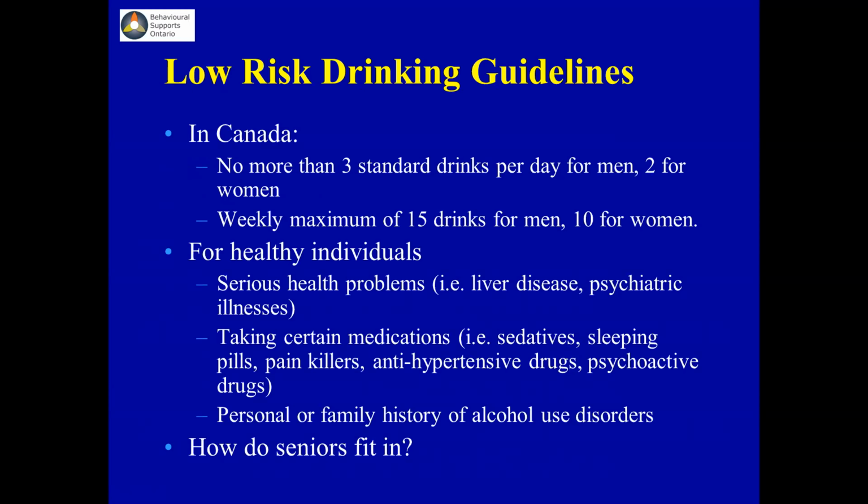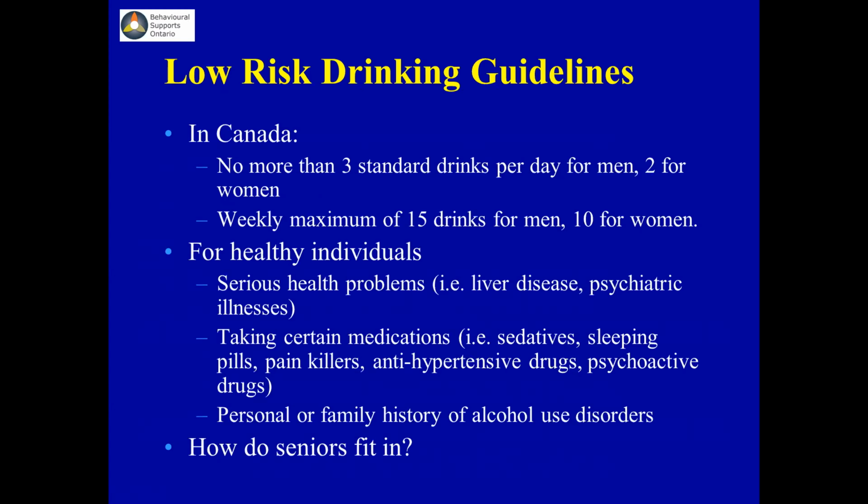But really, these low-risk drinking guidelines that we follow are designed and developed for healthy individuals. So they do not include individuals with serious health problems, such as liver disease or psychiatric illnesses. Those taking certain medications, such as sedatives, sleeping pills, painkillers, antihypertensives, and psychoactive drugs, probably shouldn't be drinking this much. And also those with a personal or family history of alcohol use disorders. There are other caveats that I haven't included here, including obviously pregnancy. That tends not to be an issue with older adults, so I didn't include it.